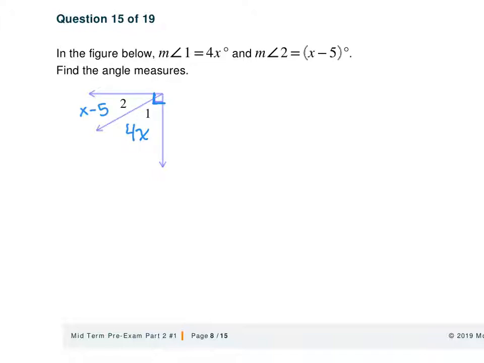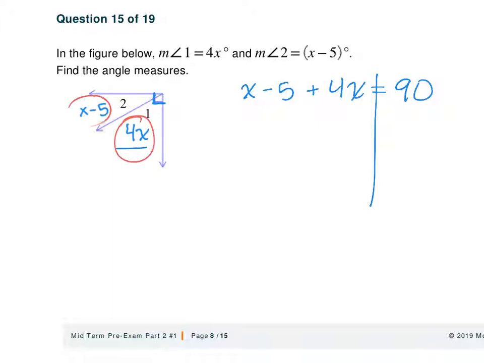So I'm going to add these 2 angles, but I know that angle 2 I can count as x minus 5, and then I can also add angle 1 to that, which is 4x. Together that'll equal 90. So we just solve this equation. We're going to solve for x, and then we'll plug our x back into those individual equations here to get our individual angles. So if I combine my like terms here, I have 5x minus 5 equals 90.